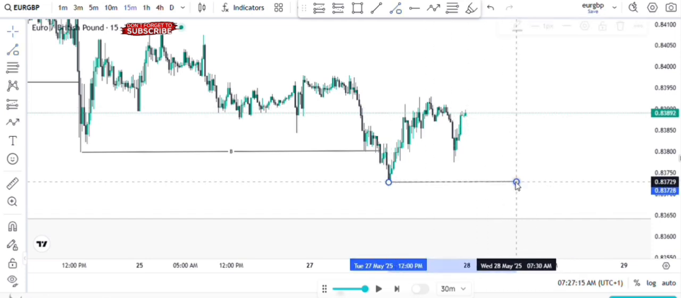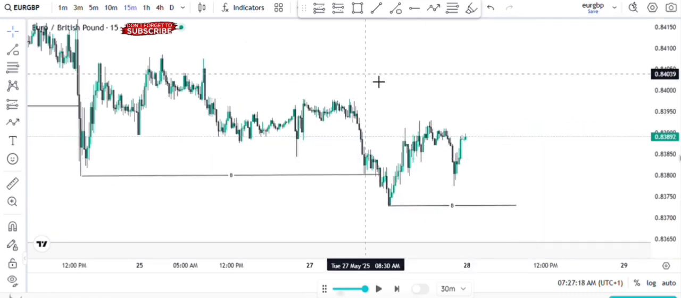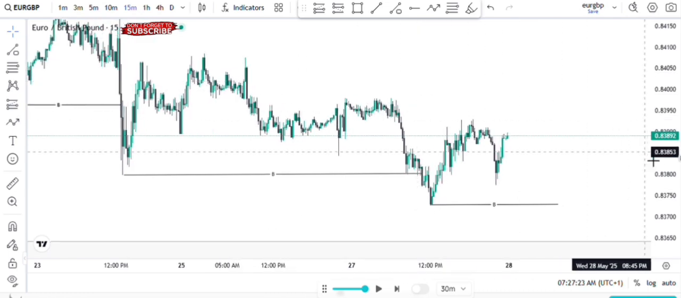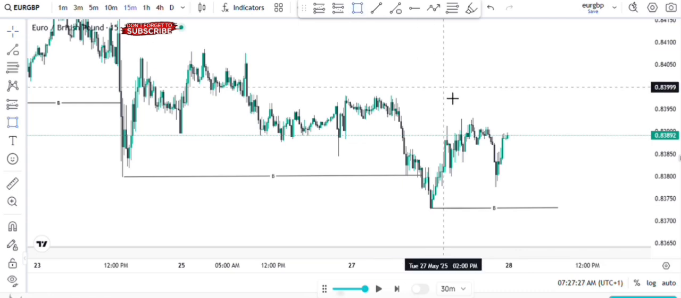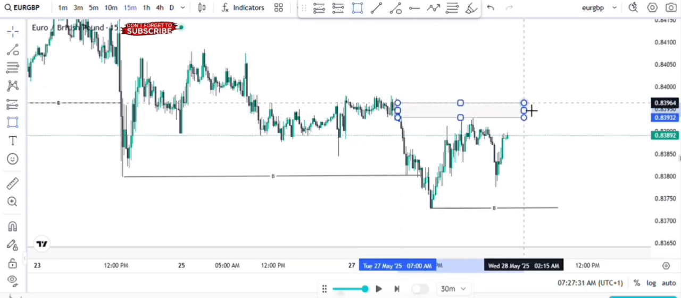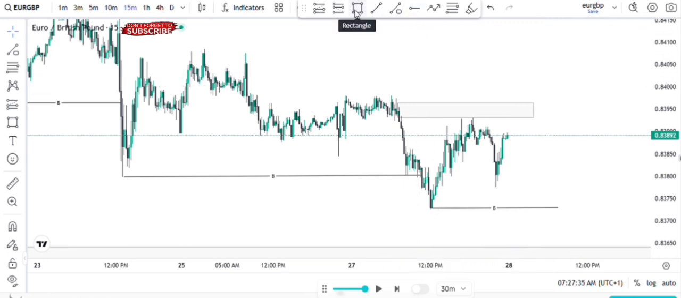Now, this is our first confluence. So from this price leg, we have two order blocks. I can see two order blocks that are visible. This is our first order block right here. And also, we have our second order block right here.